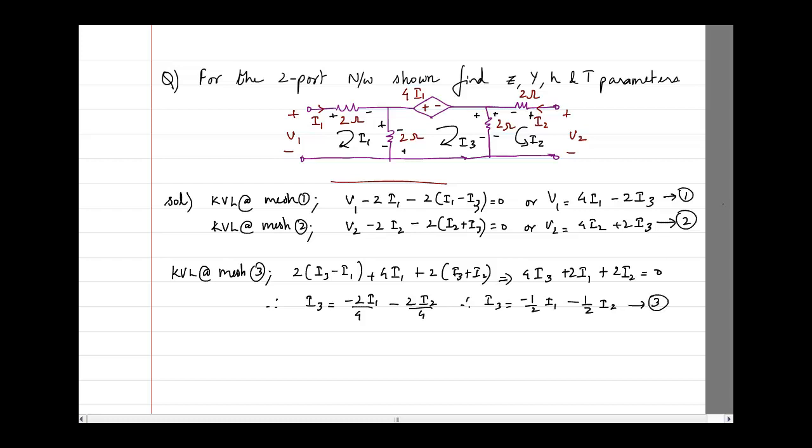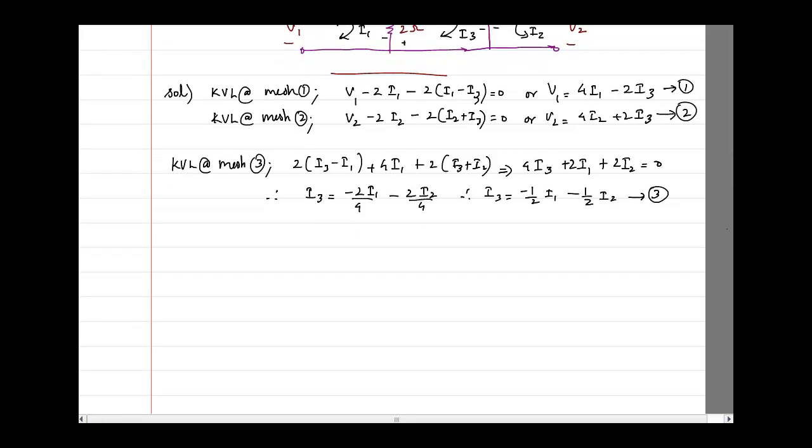Put 3 in 1 and put 3 in 2. I am going to put 3 in 1 and 3 in 2. So let me put 1 by 1. So first is V1 is equal to 4I1, and instead of I3 I will put minus of 1 by 2 I1 minus of 1 by 2 I2.